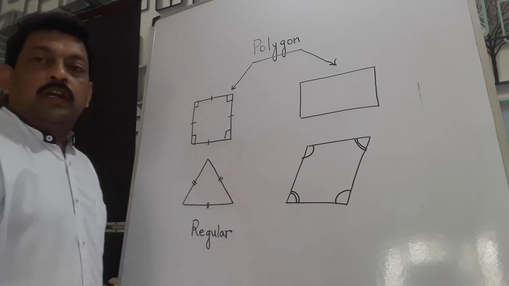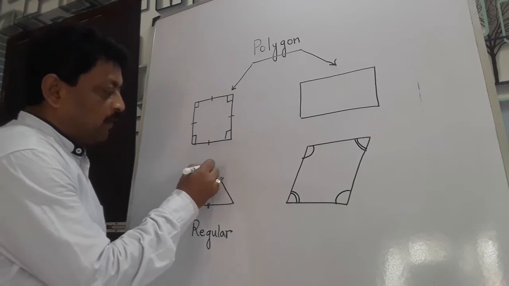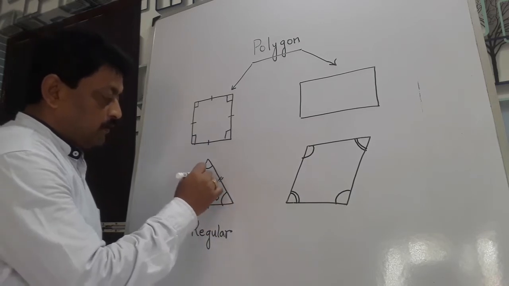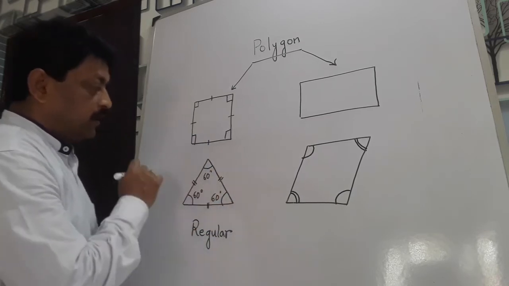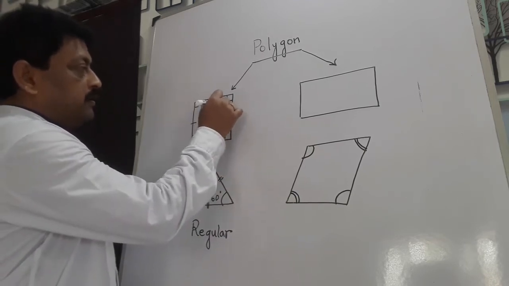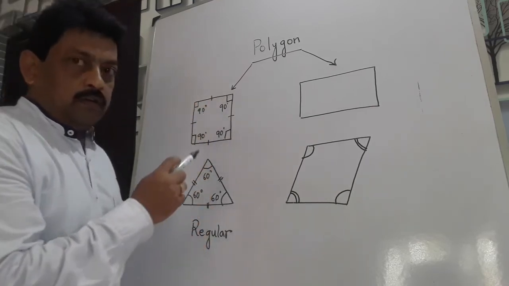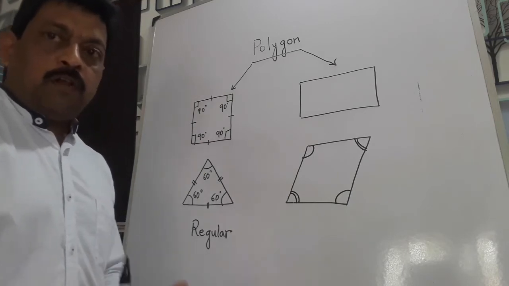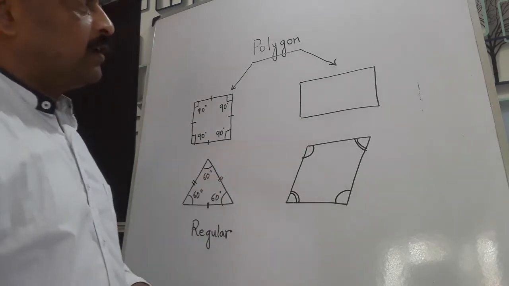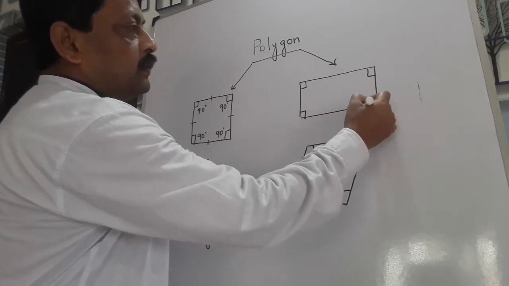In case of an equilateral triangle also, the lengths of all the three sides are equal, as well as all the angles are equal, that is 60 degrees each. So it is known as a regular polygon. All the angles are 90 degrees each here, so it is known as a regular polygon. That means for a regular polygon, the lengths of all the sides as well as all the included angles must be equal. But in case of an irregular polygon, though the angles are equal here, the lengths of the sides are not equal.